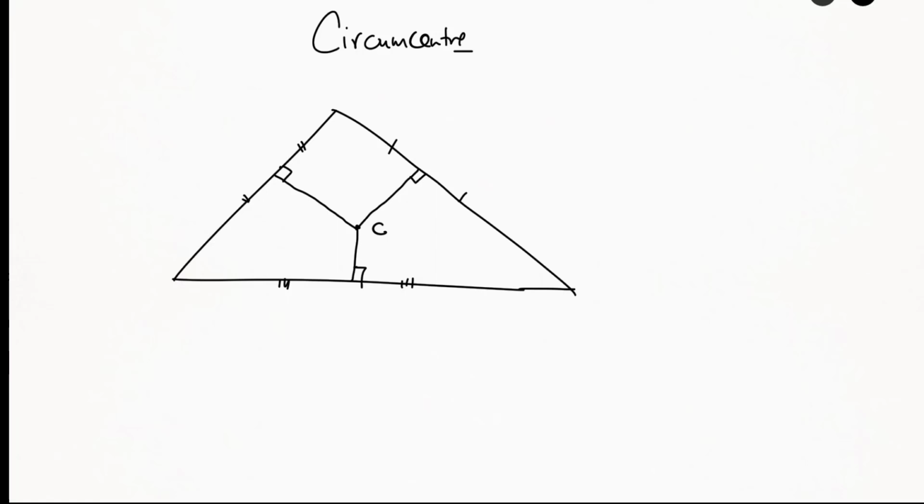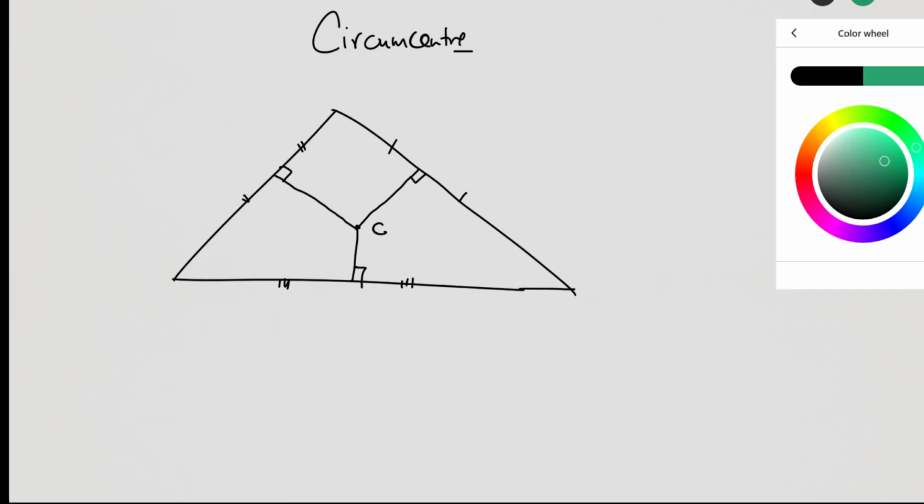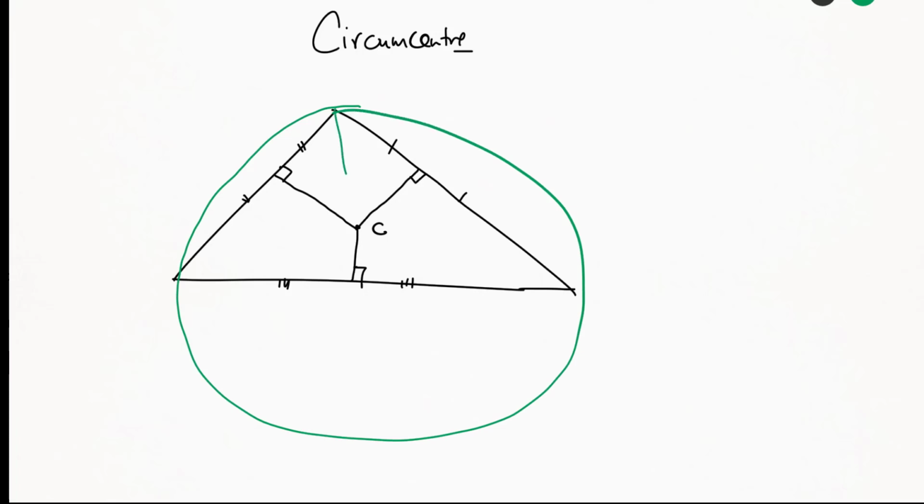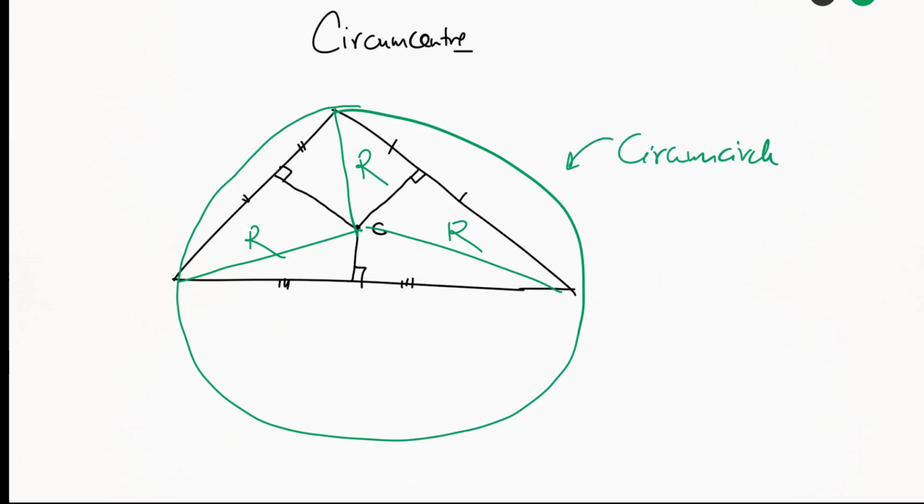Also, one important concept of the circumcenter is that a circle will circumscribe this triangle, and this radius is called, by convention, capital R. So this is the circle, and this is the circumradius. The way we learn radius, here it is circumradius.